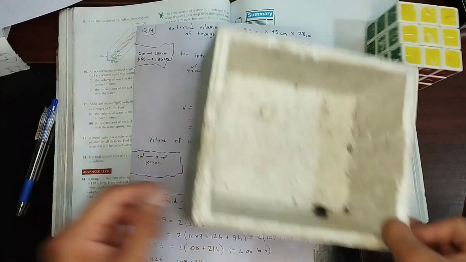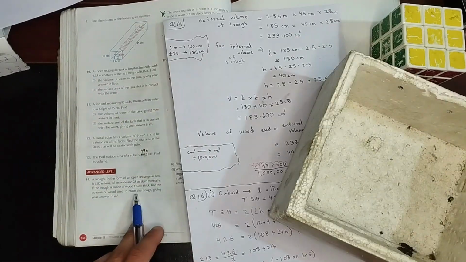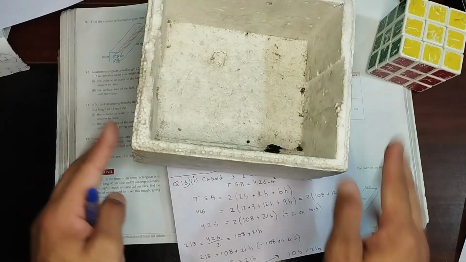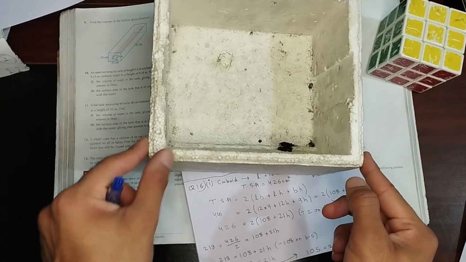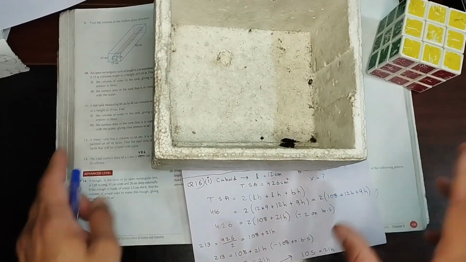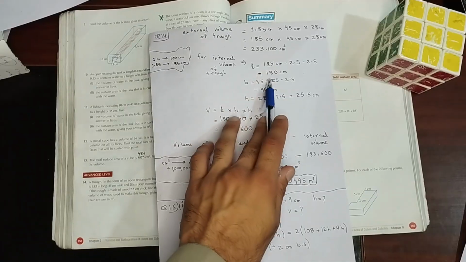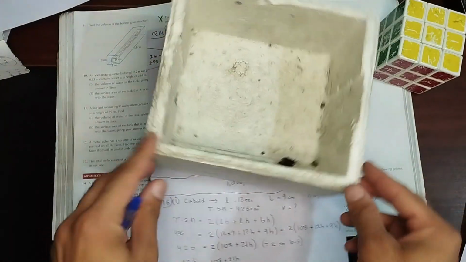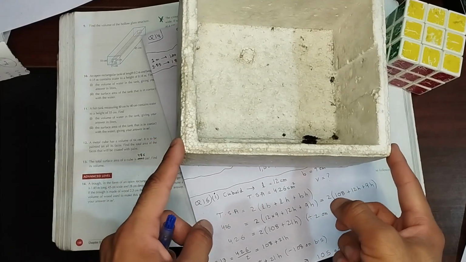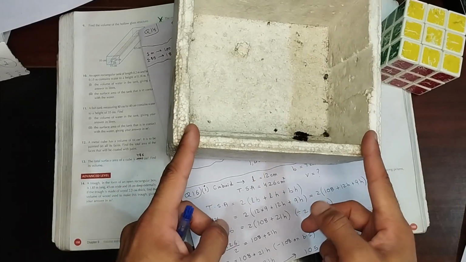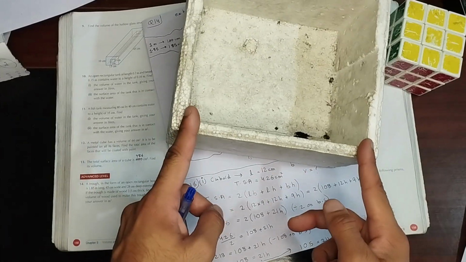This thickness is in the question. It tells us this thickness is 2.5 centimeters. So this complete length is what? It's 185. So 185 minus 2.5 minus 2.5 basically means that you're subtracting 5 from it. So your answer is going to be 180. So this whole length is 185 and this part of it is 180 centimeters.